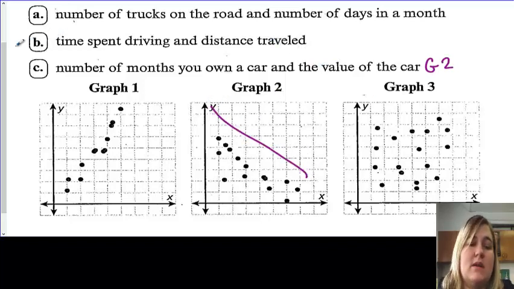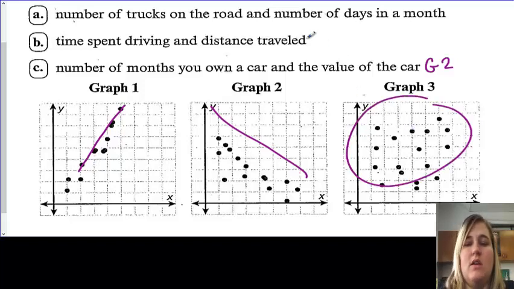The next one that sticks out to me is time spent driving and distance traveled. The longer that you're driving, the farther you're going to travel. Both of those are going up, which means that we have a positive correlation. The number of trucks on the road and the number of days in a month has no correlation. It doesn't matter. On any given day, it could depend on lots of different things, like the day of the week, or if there's a holiday, or all sorts of things. So that one is no correlation. So this one was graph 1, and this one was graph 3.